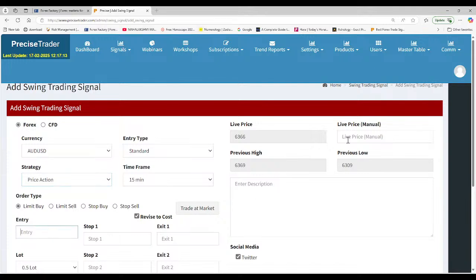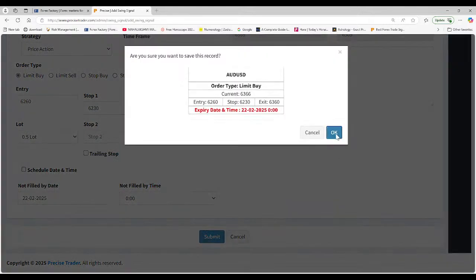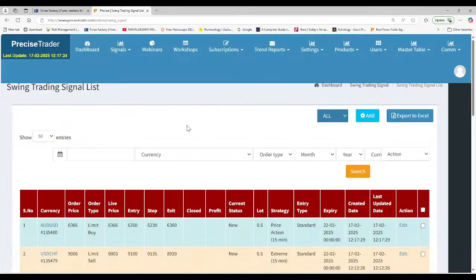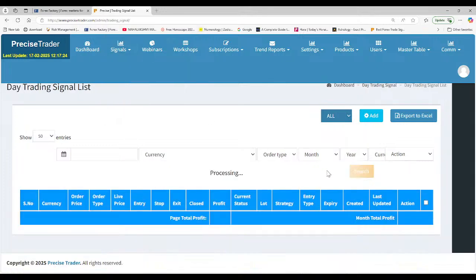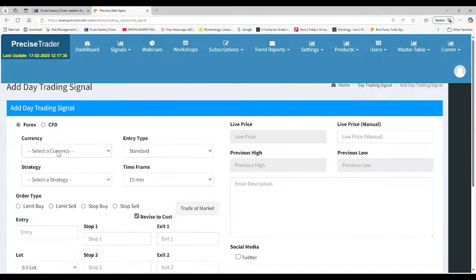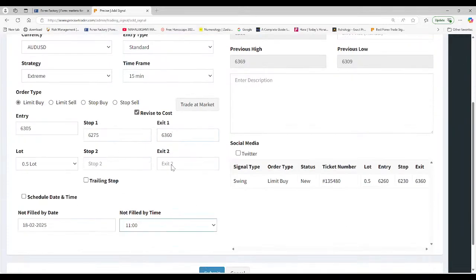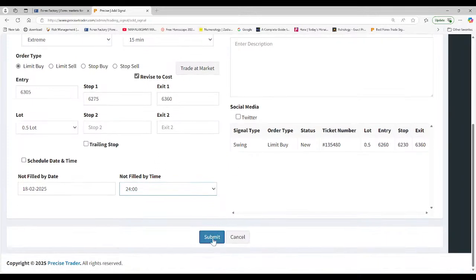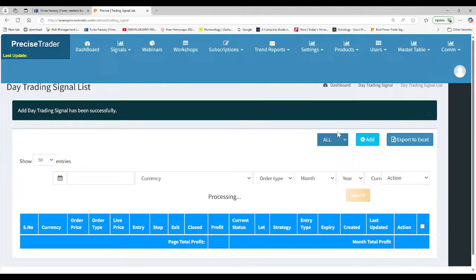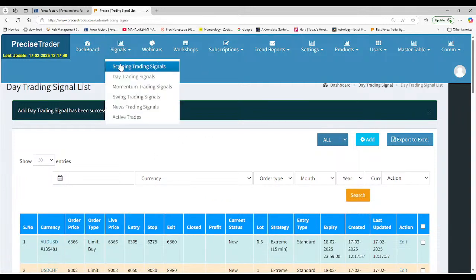Okay, so here trying to buy at 62.60, 62.30 and 63.60. This is expiry until end of the week. Then we have a day trading. Buy at 63.05, 62.75 and 63.60. So this is until exit onto the next time belt, next two hours.